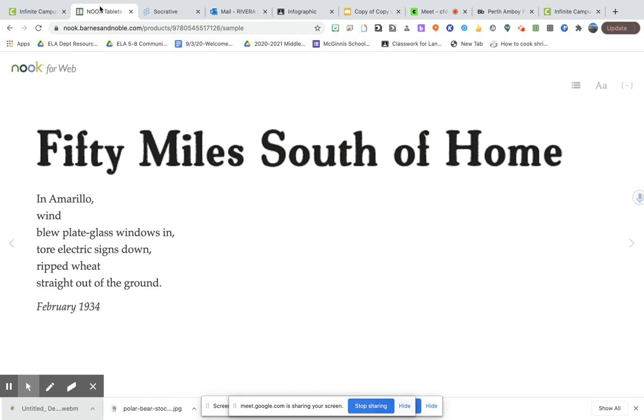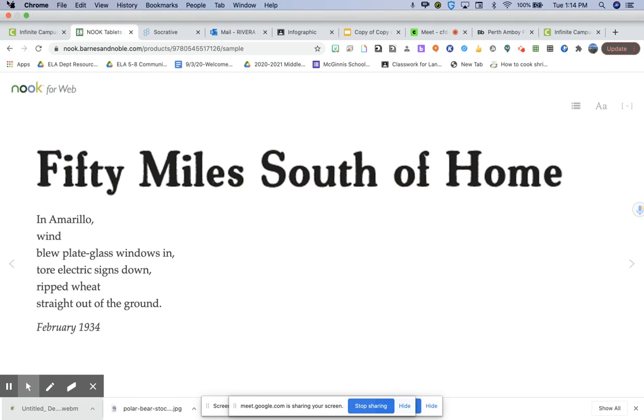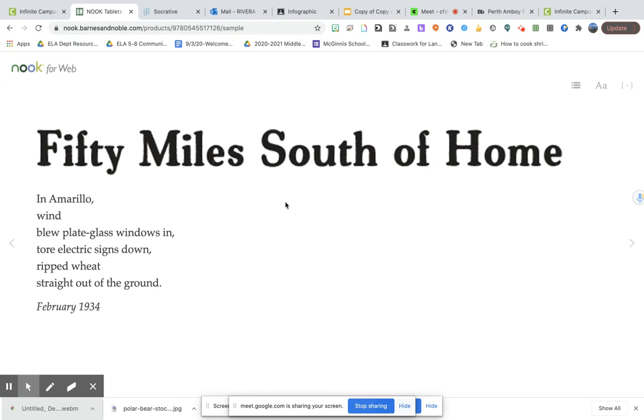So this is a continuation of this girl, Billy Joe, living down there in the south. 50 miles south of home. Amarillo is a city in Texas. Wind blew plate glass windows in, tore electric signs down, ripped wheat straight out of the ground.